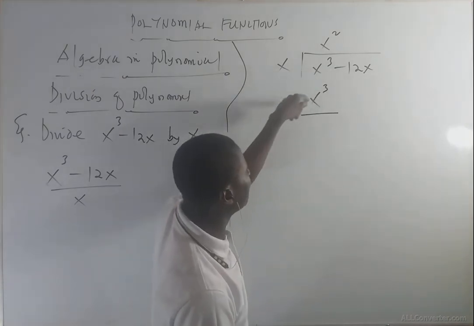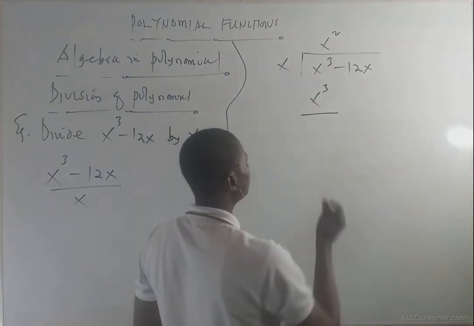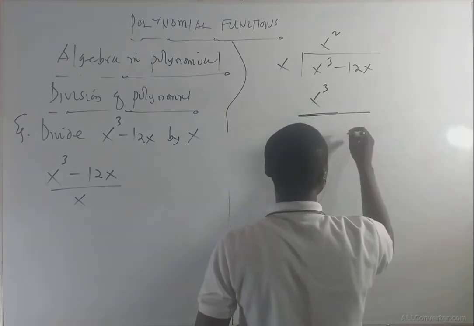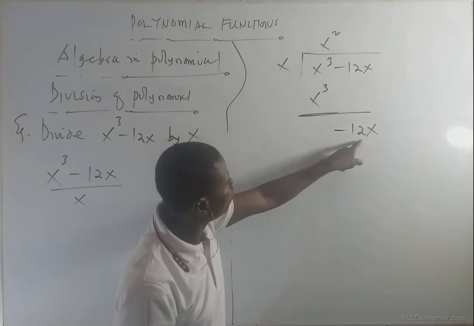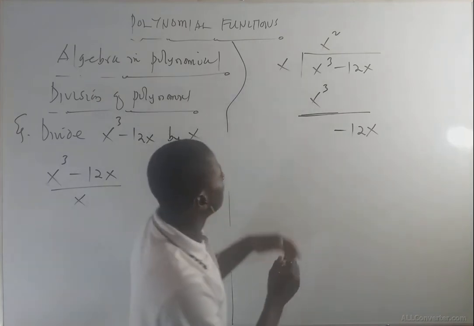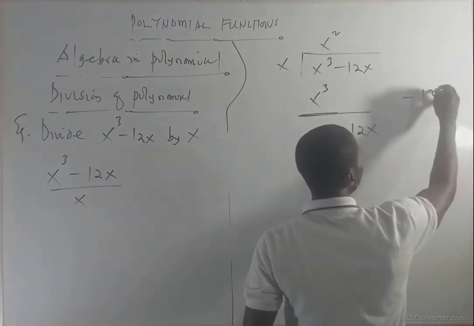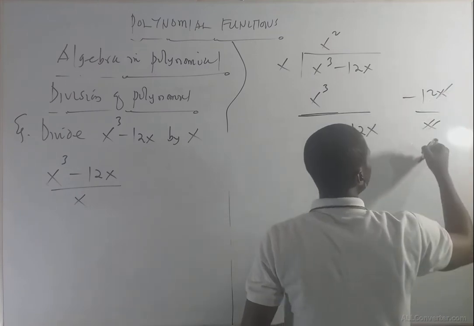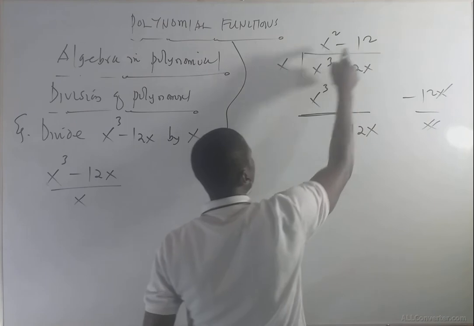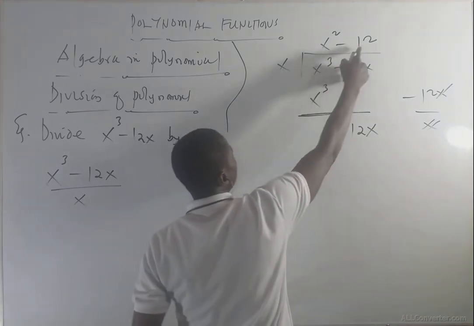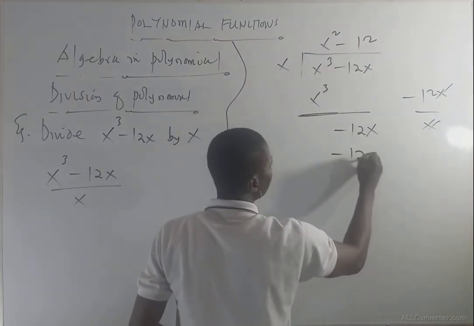So x cubed minus x cubed, the x cubed term is gone. So the only term we have left is now minus 12x. Then we divide minus 12x by x. If you divide minus 12x by x, the x will take the x and you are left with minus 12. So we have minus 12. Then we multiply the minus 12 by the divisor again. So minus 12 by x will also give us minus 12x.